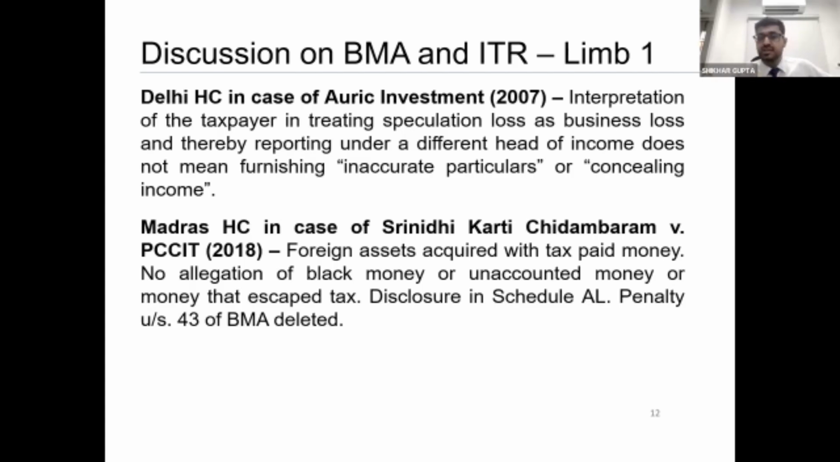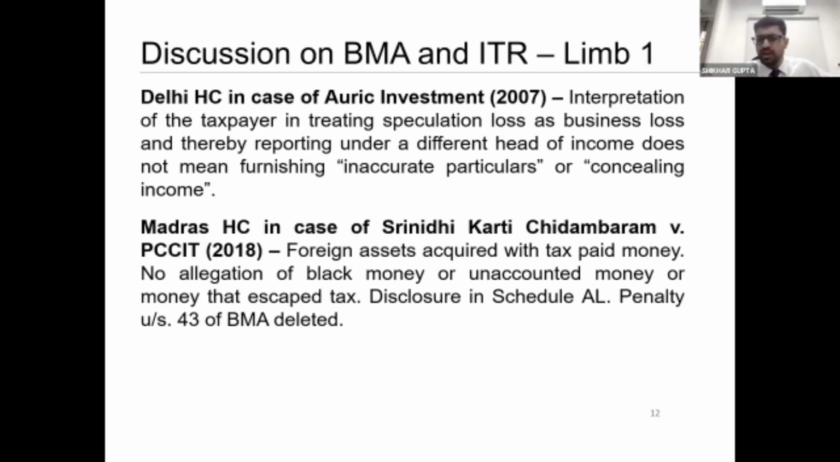Now this was actually in case of a BMA, Madras High Court was considered Srinidhi Karti Chidambaram. It's a 2018 decision. इसमें कैसा था कि फॉरेन एसेट्स are acquired with tax paid money. So this is a very important fact which the Madras High Court had noted, कि अगर टैक्स पेड मनी से अगर आपने कुछ खरीदा है तो you are not having any undisclosed income. Once you are not having any undisclosed income, what you have acquired from that income which is tax paid is actually not undisclosed to the extent that you have acquired from the tax paid money. और प्लस आपने इसको शेड्यूल AL में भी डिस्क्लोज कर रखा है.